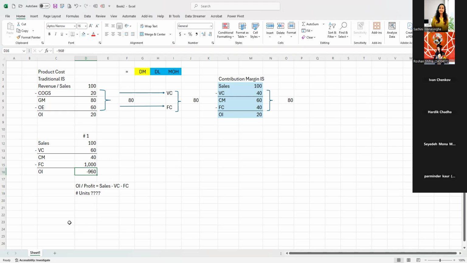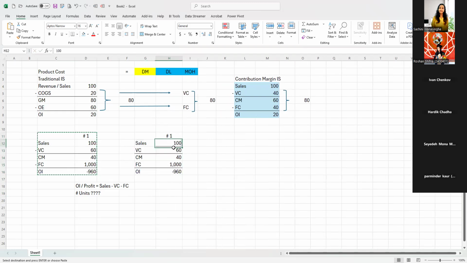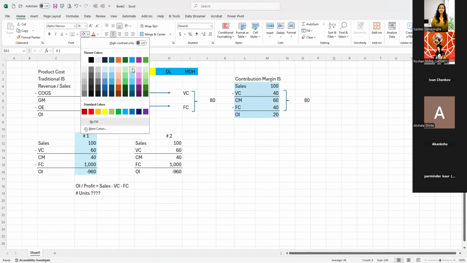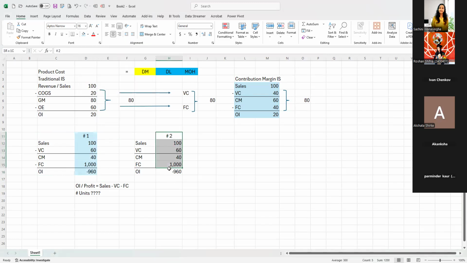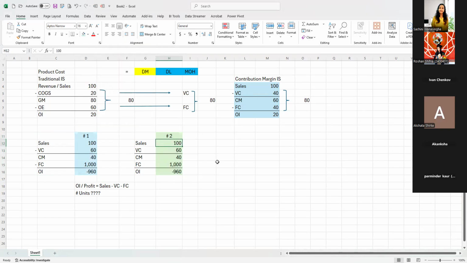Before we do that, let's do one exercise here. What's going to happen if I sell 2 units? Let's stop for a second and start thinking about it. Now we're not selling one, we're selling 2. How much will my sales be now? 200. I already know what happens when I sell 1 unit. Now the question is, if I sell 2 units, what's going to happen? How much will my sales be?